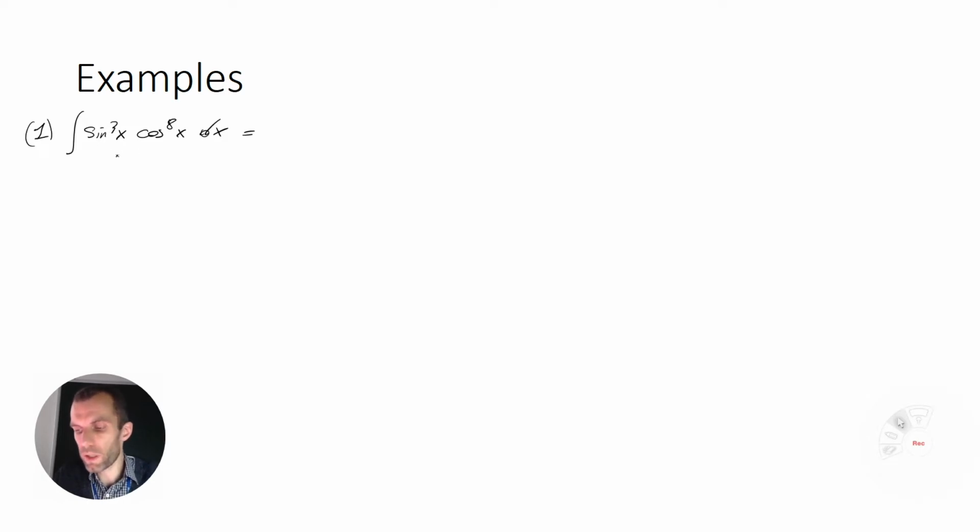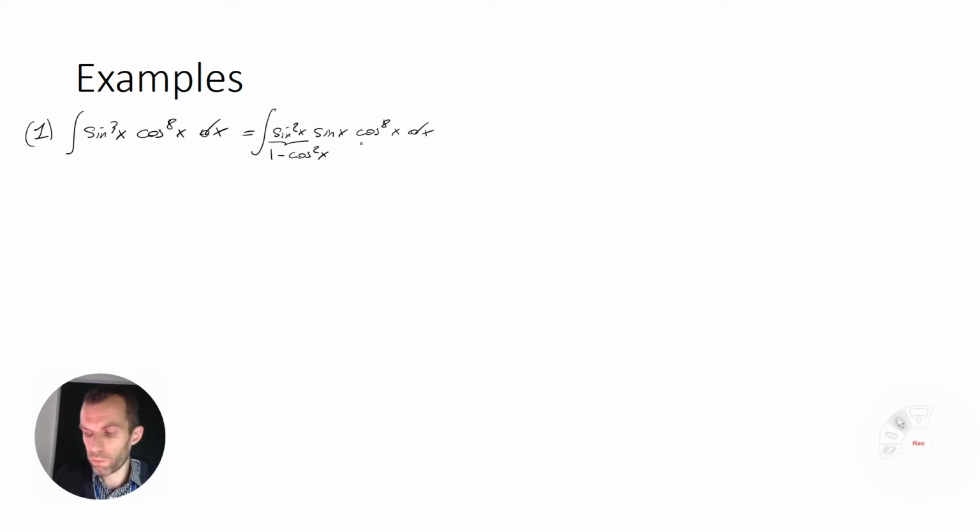And before we try to find a substitution, we have that odd power of sine here. So let's try to write everything as a function of cosine. Let's pull that sine apart to say sine squared x sine x cosine to the power 8x dx. Sine squared I can write as 1 minus cosine squared. So I have a bunch of cosines and then a lonely sine here.